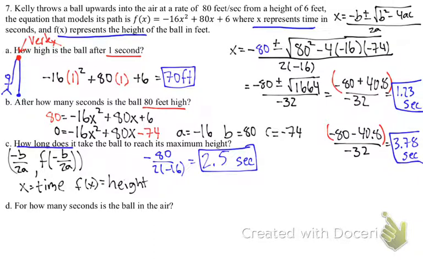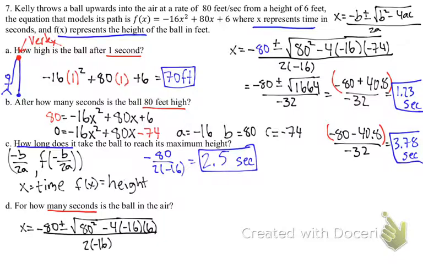And part D, how many seconds was the ball in the air? When the ball lands, it hits the ground, which is called the x-intercepts. So we're going to take our original equation, negative 16x squared plus 80x plus 6, and find our x-intercepts. We're going to plug in a, b, and c. This time our a value is negative 16, our b value is 80, our c value is 6. Remember, we're using the original equation from the very top of the problem.